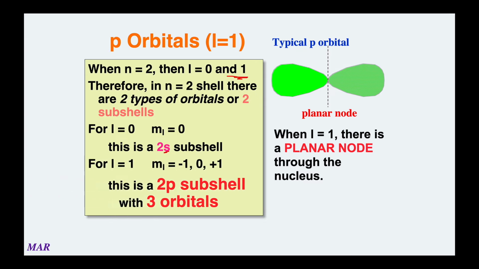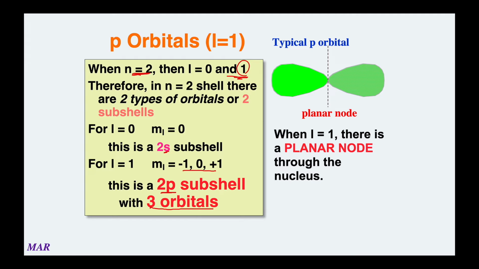When L equals 1, it's a different game. M sub L goes from negative L to positive L. So if L is 1, that means m sub L is going to be negative 1, 0, and plus 1. Those are the three allowed m sub L values. And so what we would say is there's going to be three orbitals because of the three allowed m sub L values. And if we're going to designate this, still at n equals 2, but now L is 1, that's going to be a 2p subshell.